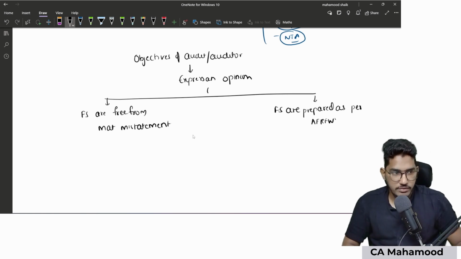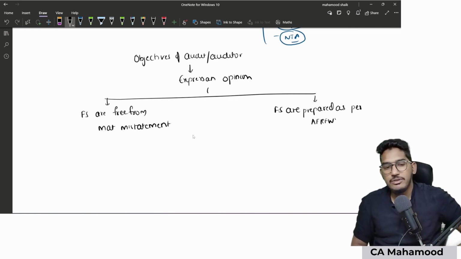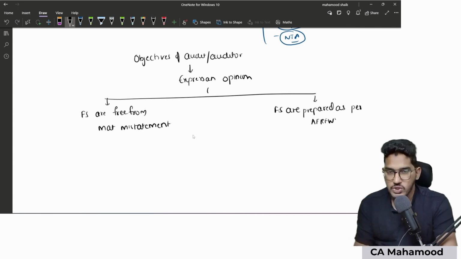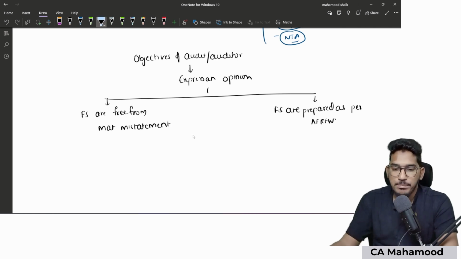So the ultimate objective of the auditor is definitely to express an opinion, and that opinion has to be expressed regarding two matters: whether financial statements are free from material misstatements and whether financial statements are prepared as per applicable financial reporting framework. We'll come back to the first objective later. First, we will spend our time in understanding the second objective: financial statements are prepared as per applicable financial reporting framework.